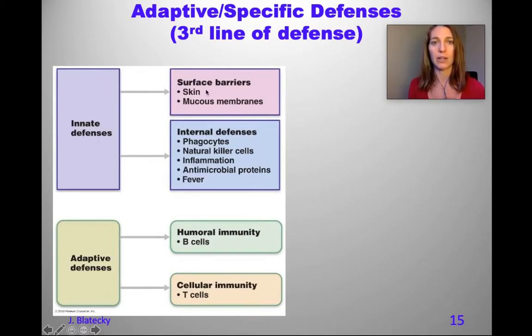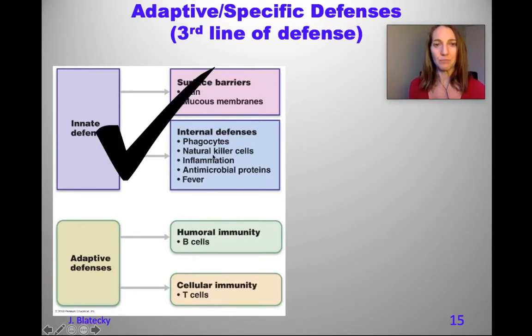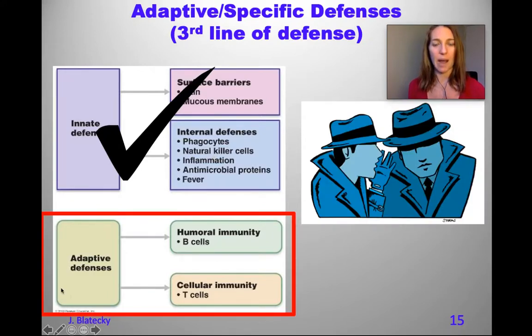We talked about these surface barriers, skin, mucous membranes, right? The pH of the skin, the goblet cells and cilia that are going to be involved in mucous membranes, these internal defenses, right? So we talked about that. With these adaptive defenses, again, these are our special ops team, right? Our higher intelligence of our immune system that is then going to come on the scene.